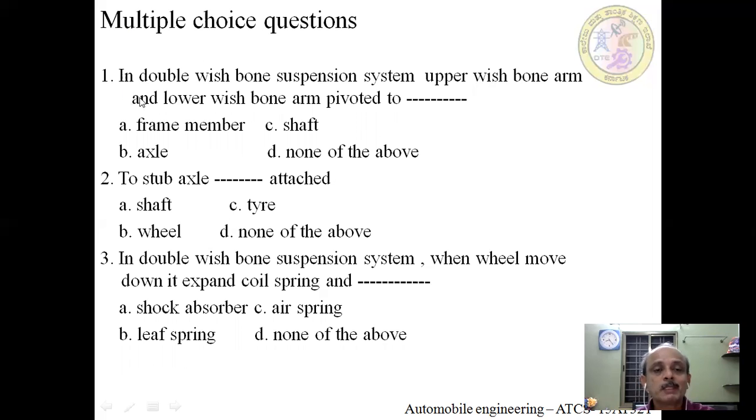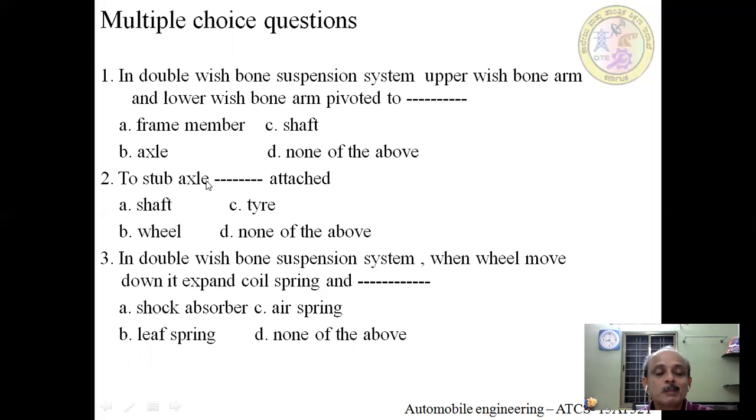The first question: in a double wishbone suspension system, the upper wishbone arm and lower wishbone arm are pivoted to what? The options are frame member, axle, shaft, and none of the above. The answer is frame member, as we studied earlier. So the answer is A, frame member.